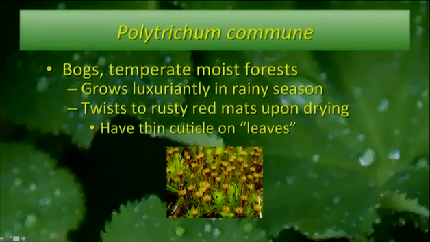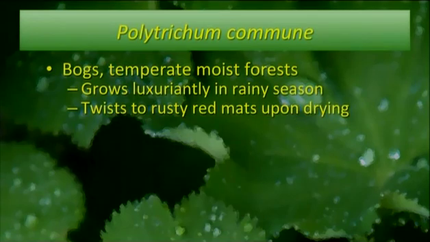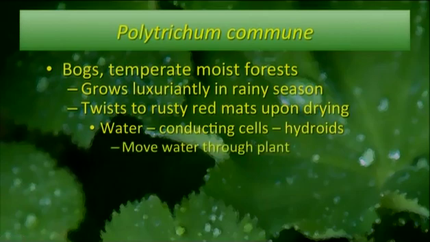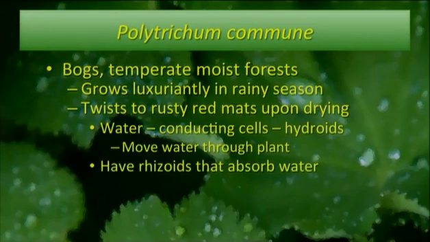True leaves have vascular tissue. True leaves have stomates, okay? True leaves, well, this one has a cuticle, okay? And they have water conducting cells called hydroids. So they don't really have xylem, but they have water conducting cells, okay? And what these do is they help to move water through the plant. They have rhizoids, right? And we talked about rhizoids before. They absorb water as well as helping to anchor the plant.